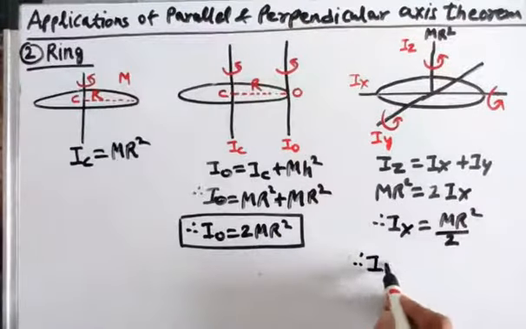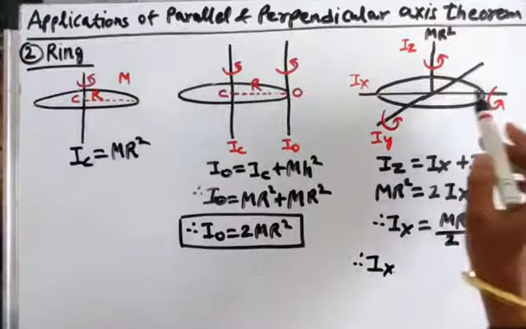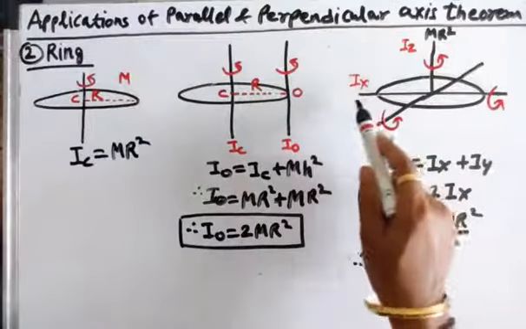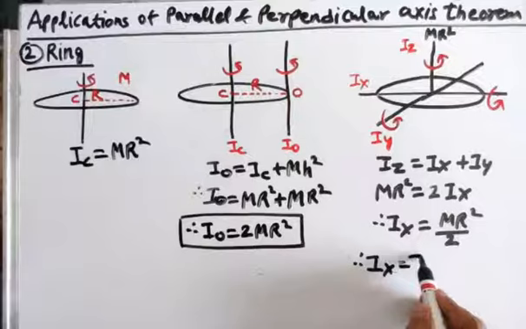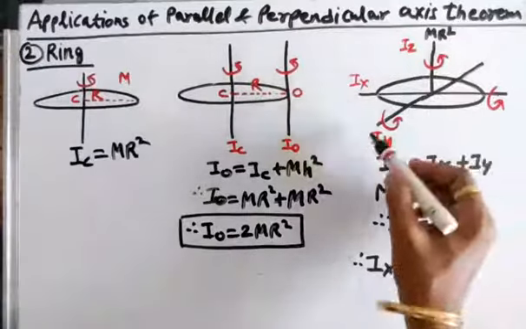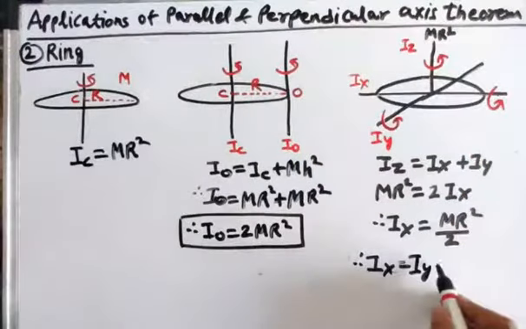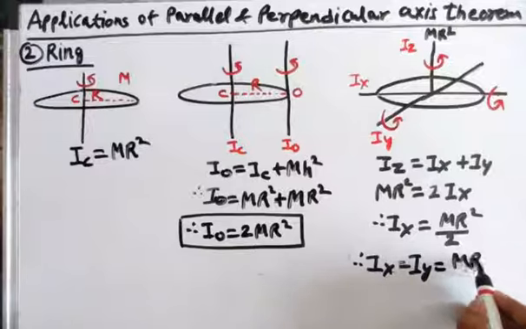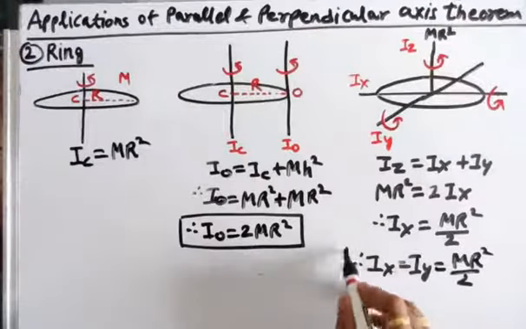Therefore we can write Ix, the moment of inertia of the ring about this x-axis which is along its diameter, is equal to Iy, along again the diameter but along the y-axis, is equal to mr square upon 2.